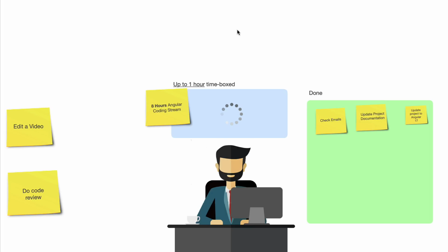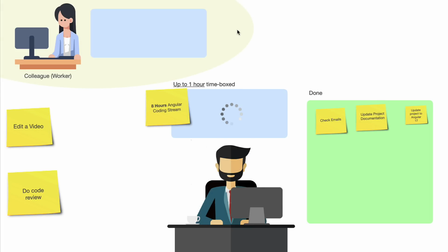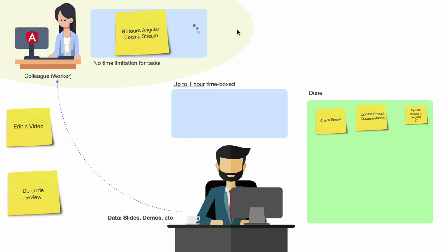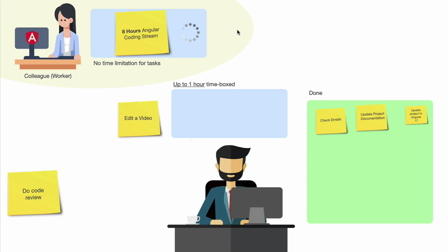So what would be the solution in this case? Well, we could delegate this task to a coworker who also knows Angular and can perform a live streaming as well, and probably do it even more efficiently and better. We just send our colleague a message and ask them to perform this live stream, and we can also provide some required and necessary data like slides, etc. And because our colleague now takes care of this task, we can continue with other tasks.